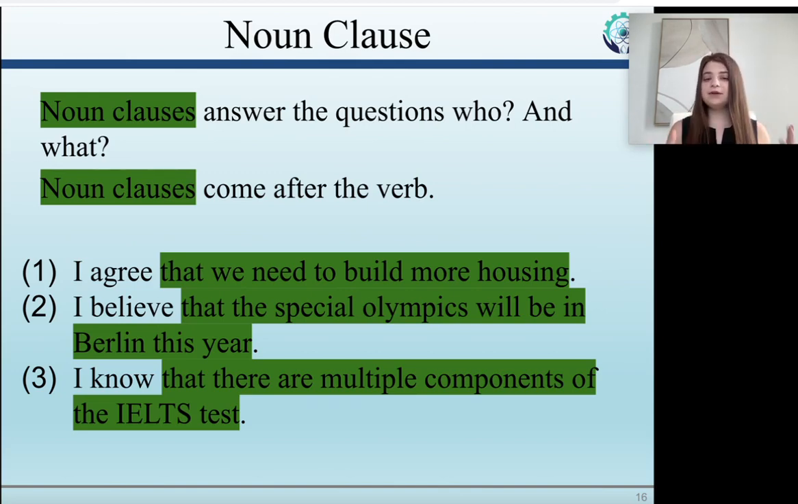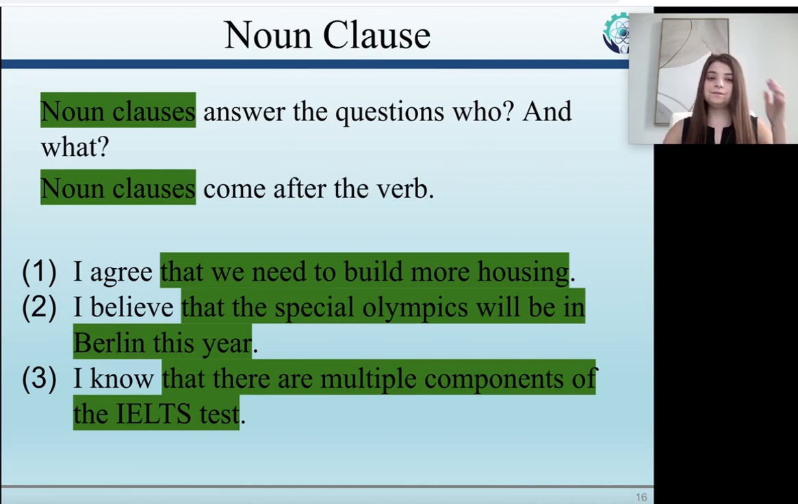Or, again, I believe. Well, that's a full sentence. But it's like, okay, what do you believe? Oh, I believe that the Special Olympics will be in Berlin this year. Okay, great. That's more specific, right? So it might not be obvious what we agree with, what we believe, or what we know, unless we add a noun clause right after to explain what do we believe, right? Or who do we believe, or what do we agree with, or what do we know, right? I know is very different from I know that there are multiple components of the IELTS test, right?